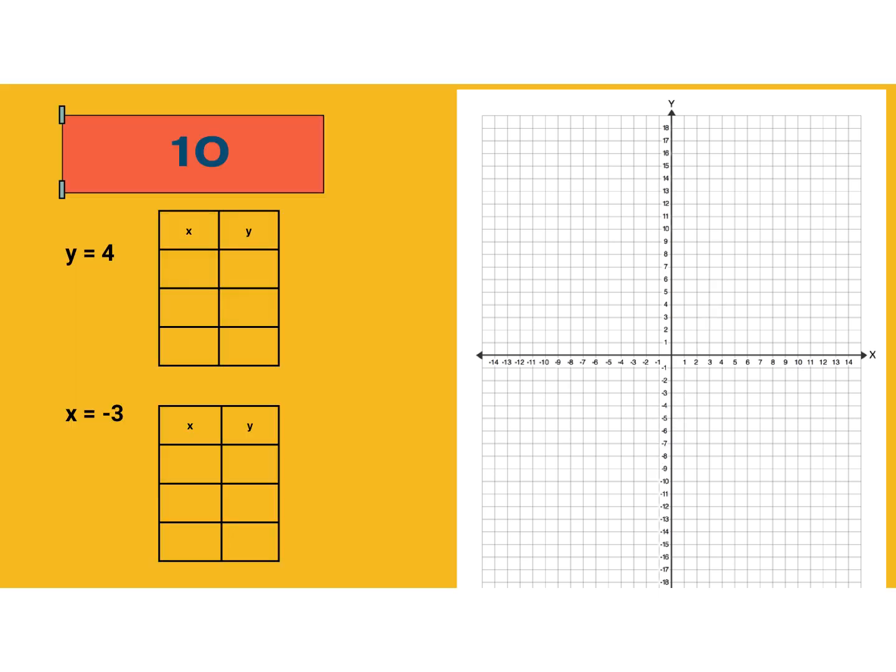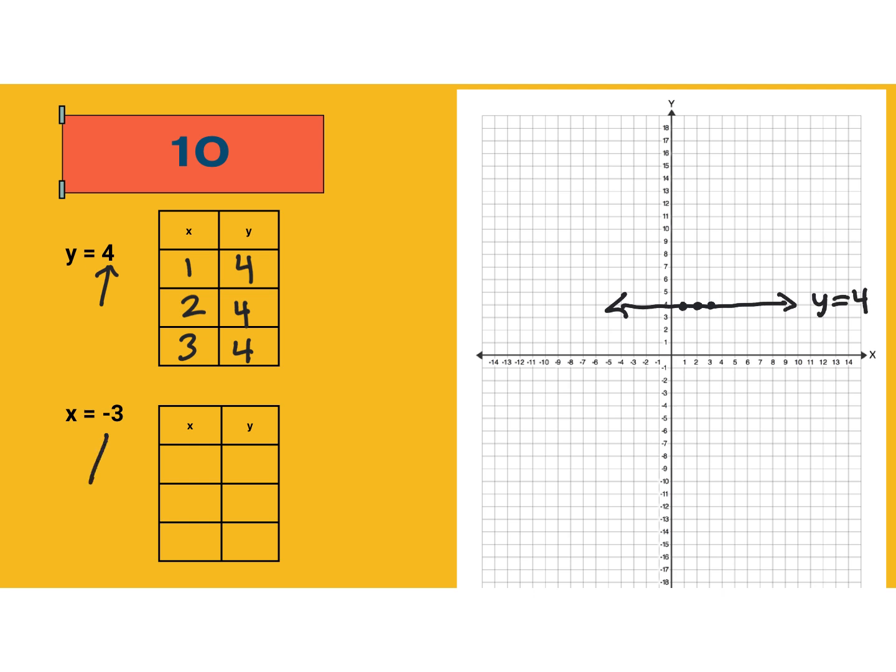With y equals 4, I want you to remember whether that is vertical or horizontal. If you can't remember, a table is a really good way to do this. Y has to be 4, so put in 4 for your y's. Put in any value for x. And then you will see right away what that looks like in your graph. So y equals 4.